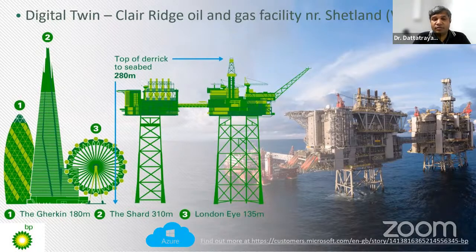In London, there is the London Eye, which is huge. Sitting in that London Eye, you can see the whole of London. It is just 130 meters in height. Some of the buildings in Dubai or in the US are around 300 meters. So that is the scale of the oil extraction site in the US. So what we did is we built a digital twin of this.